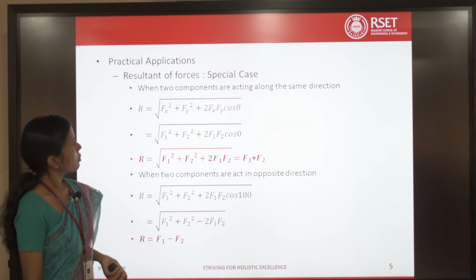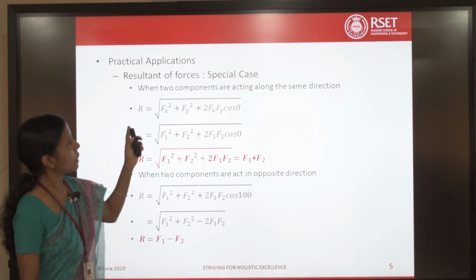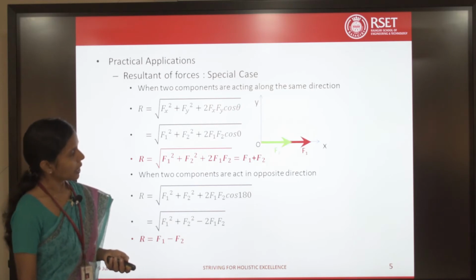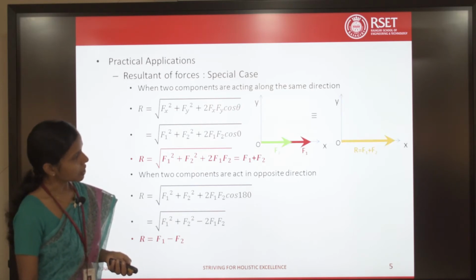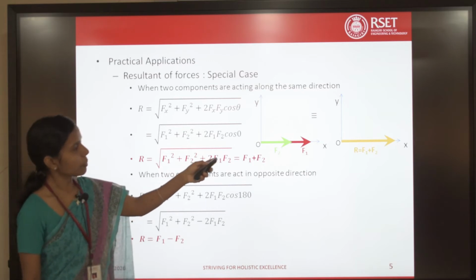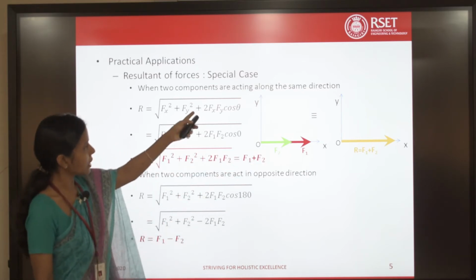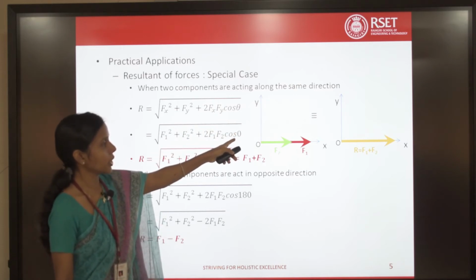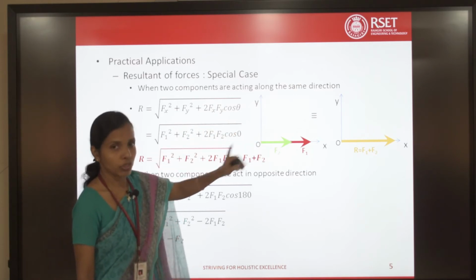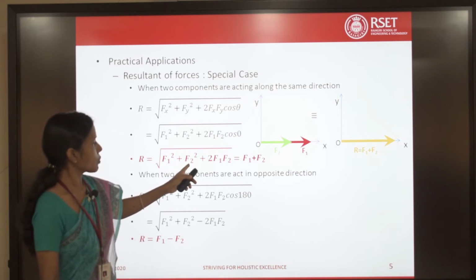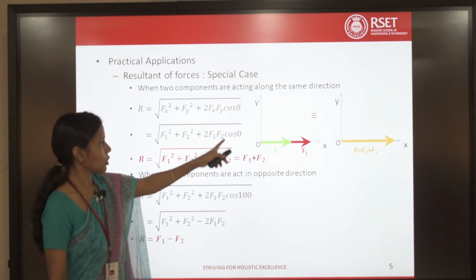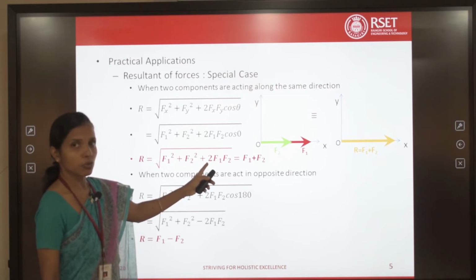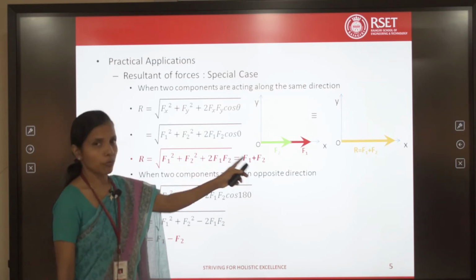So, now another case is when two components are acting along the same direction. That means you are having F1 and F2 both acting in the same direction. Then what is the resultant? It is given by F1 plus F2. How will you get that numerically? You have theta equal to 0 here because the angle between F1 and F2 is 0. Now, cos 0 is 1. So, it turns out as F1 square plus F2 square plus 2 F1 F2, which you can write as F1 plus F2.